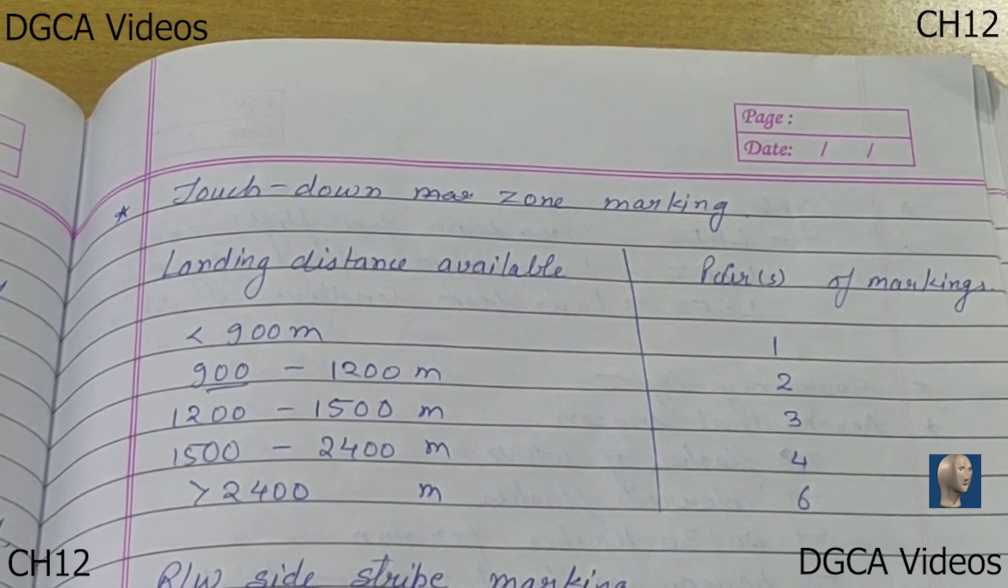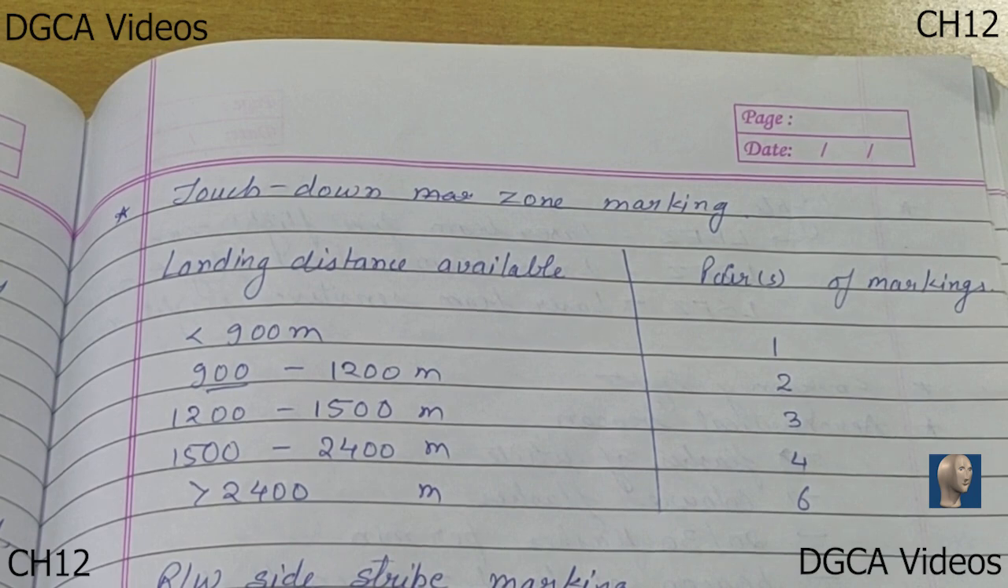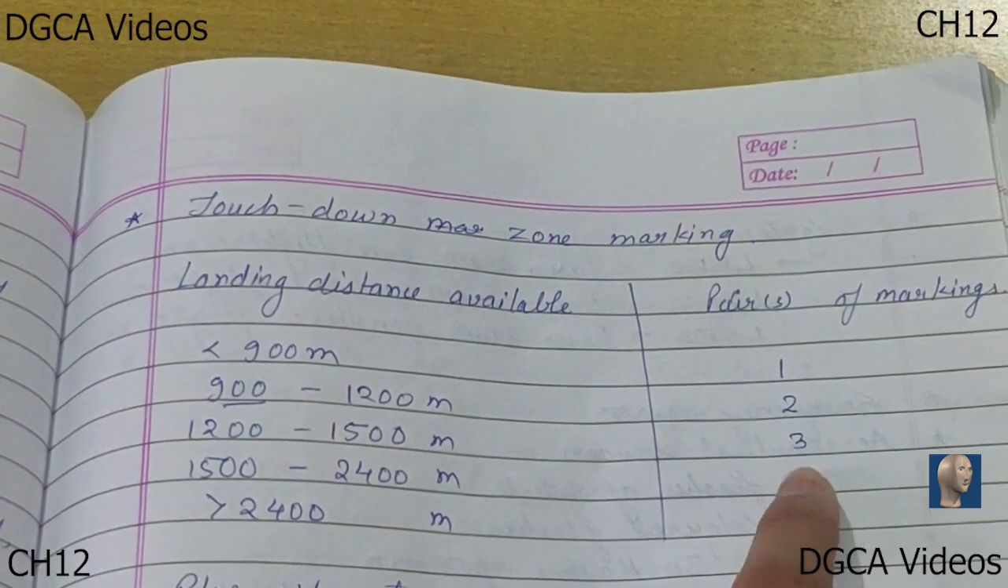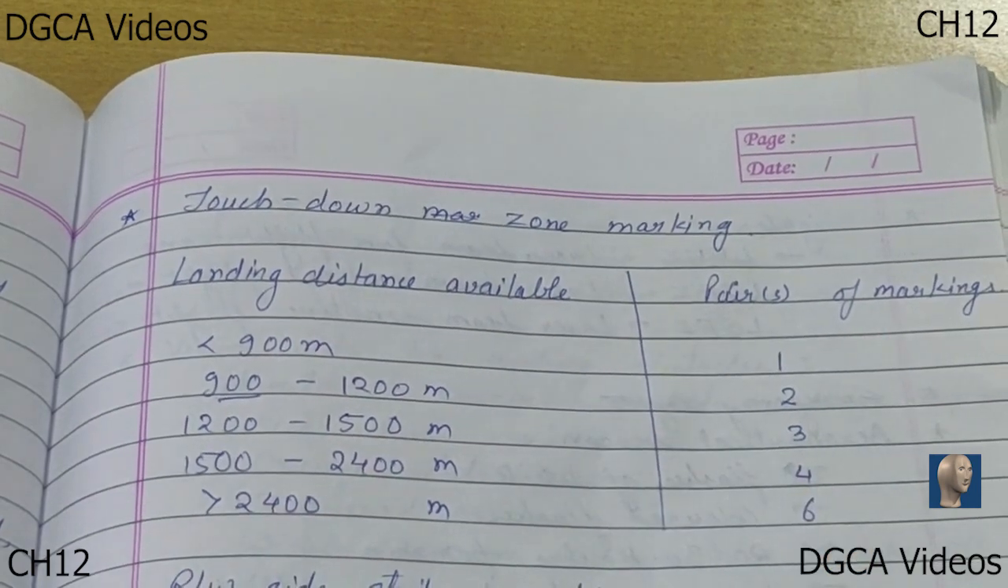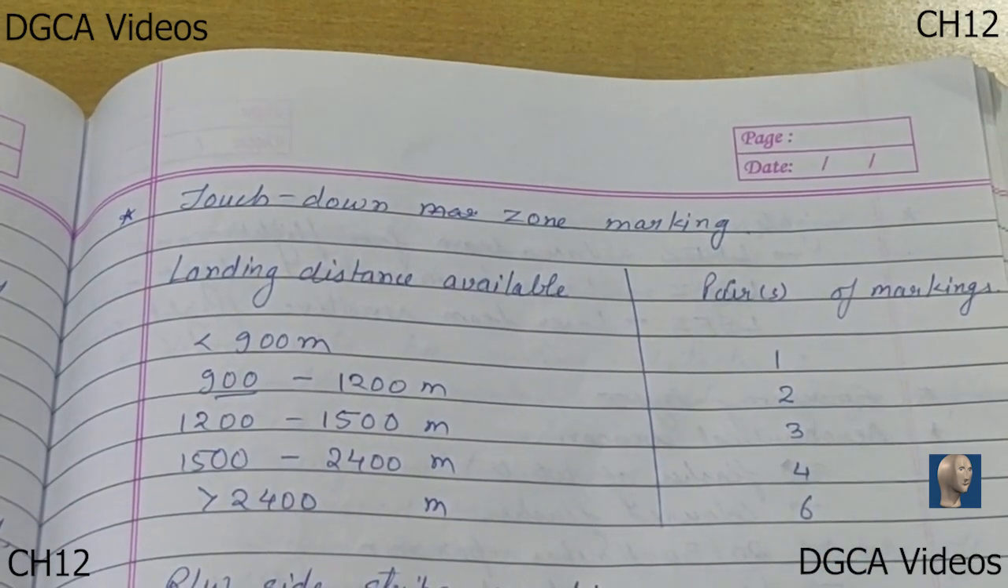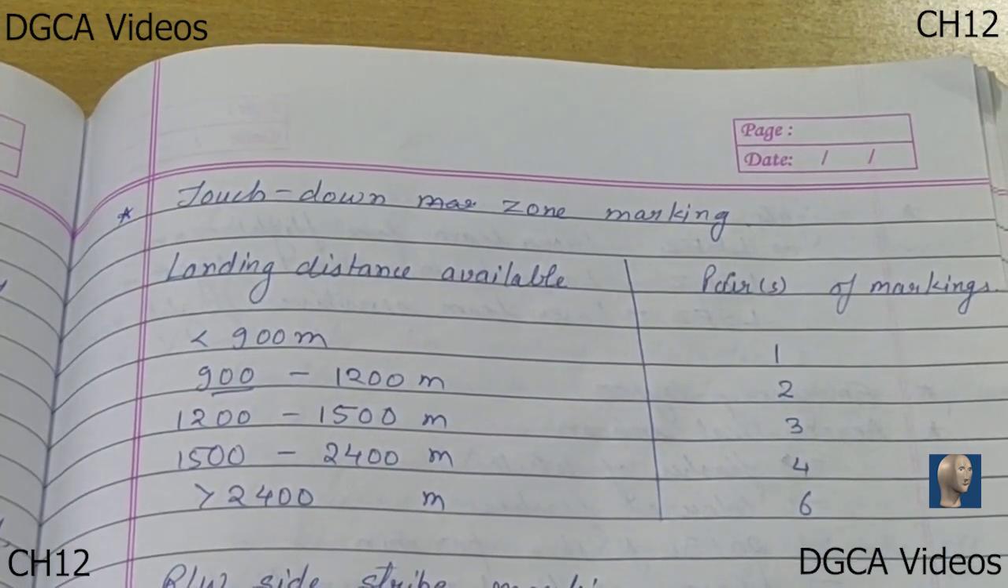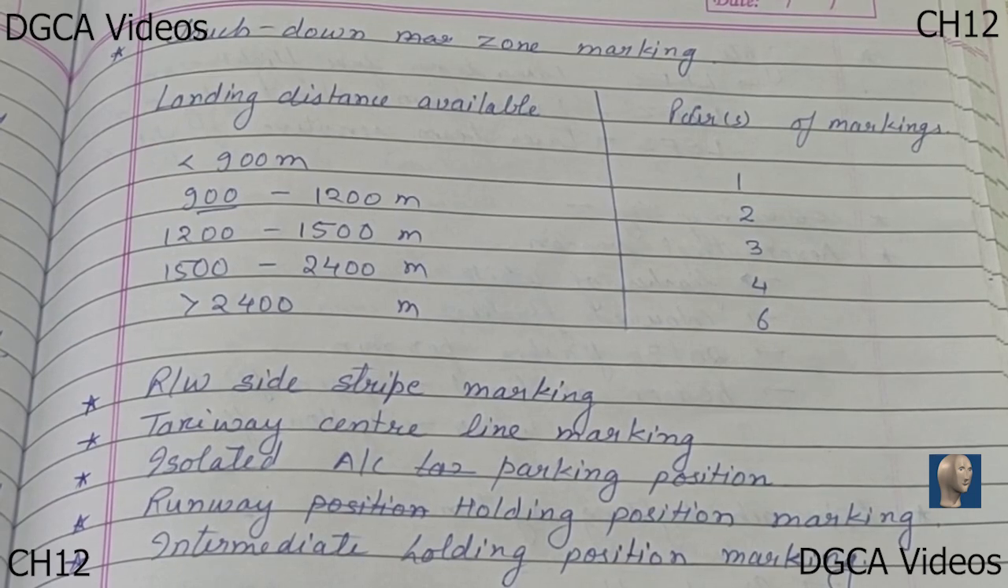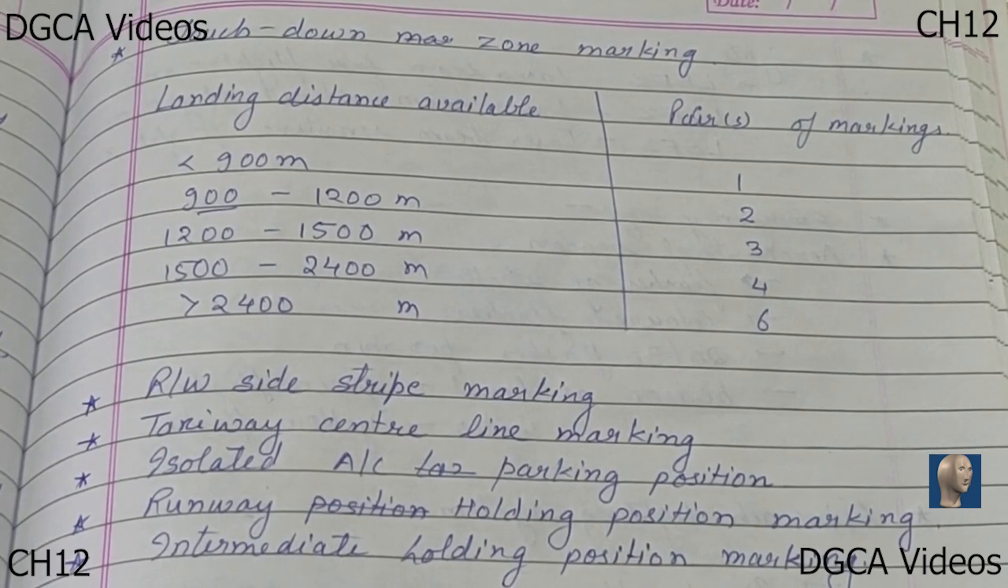So all these tables which I am telling you, guys, this is very much important, and you have to mug up all these tables because they ask directly from the table that if this much distance is available, how many pairs of markings will be there. You have to tell it, okay? MCQ. You'll get confused otherwise. Just remember it properly. Then there are other markings like runway side stripe markings.